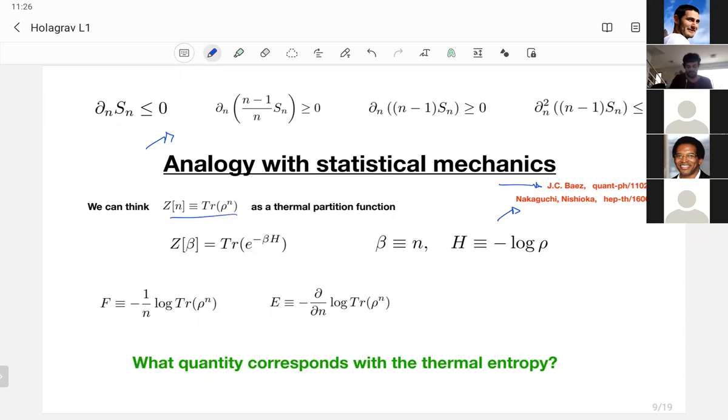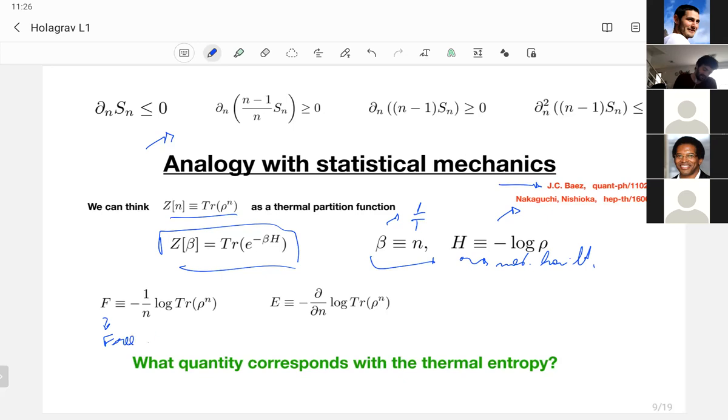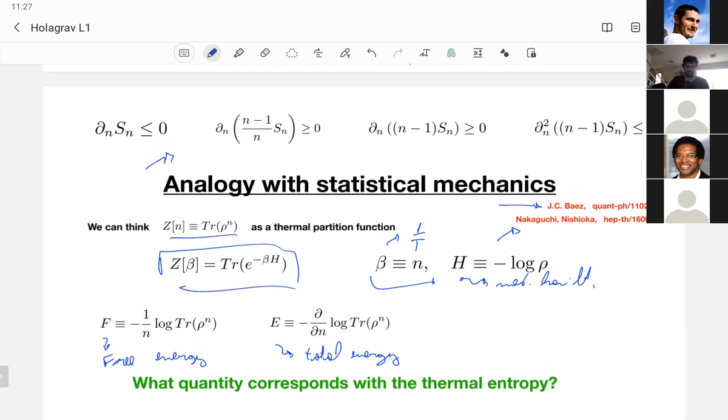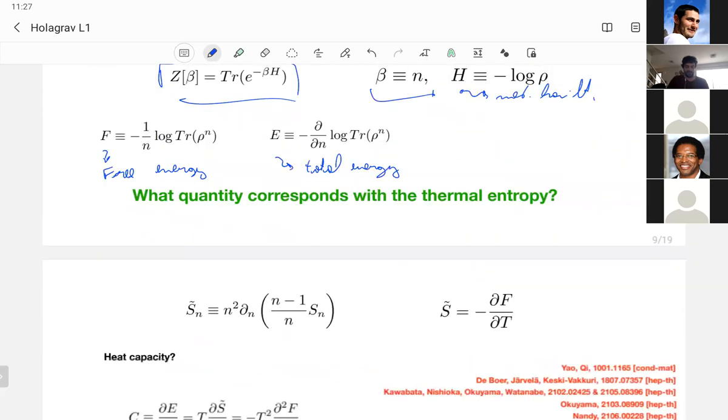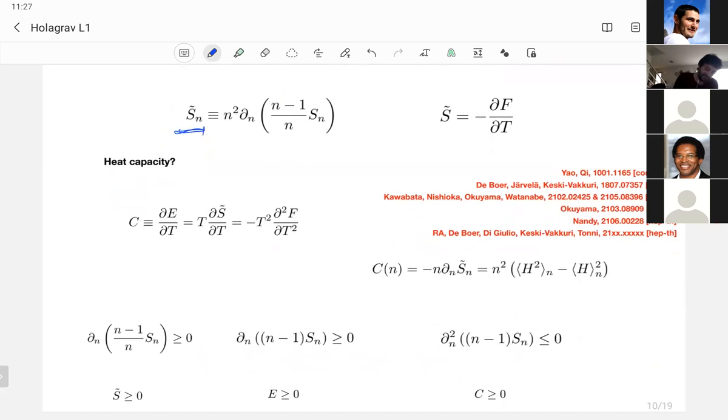So we can think that you have a thermal partition function. If you identify beta with n, where beta is 1 over the temperature, and H with the modular Hamiltonian, you can think of this as a thermal partition function, and then write thermodynamic relations. This is the free energy. This is the total energy. But maybe you can wonder which quantity corresponds to the thermal entropy in this analogy. The quantity that corresponds to the thermal entropy is this one. That is not the Renyi entropy. The Renyi entropy is inside this derivative, but it satisfies the relation for the entropy.